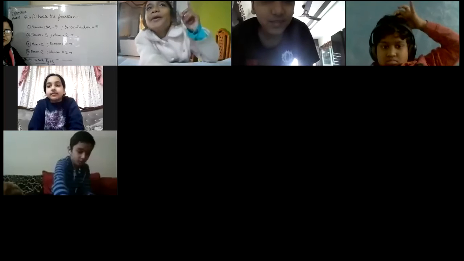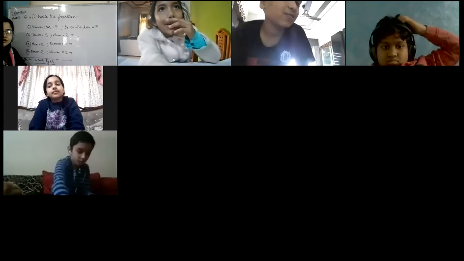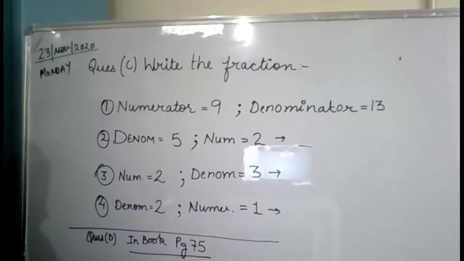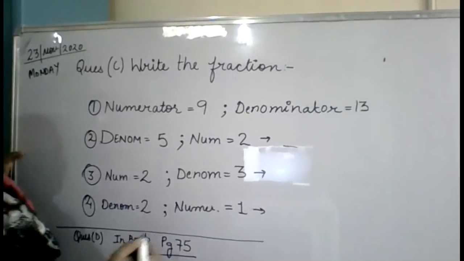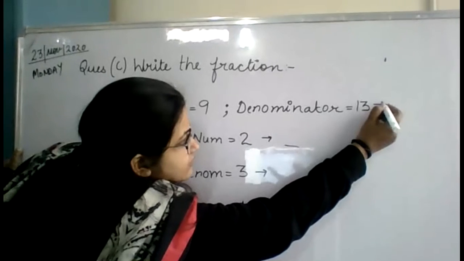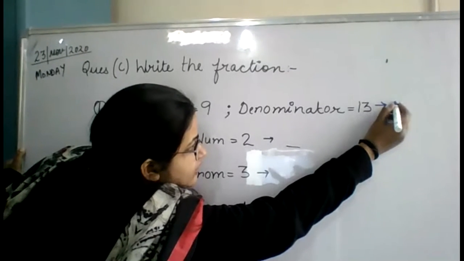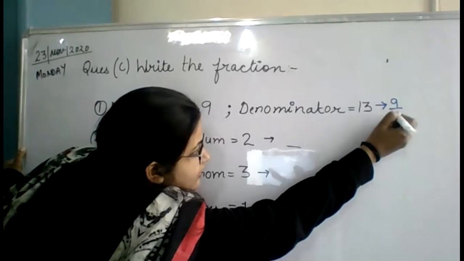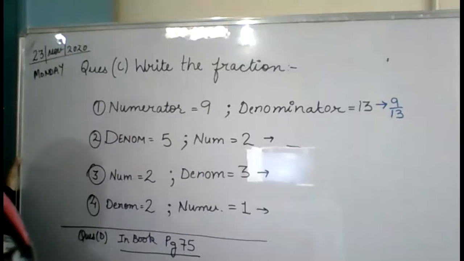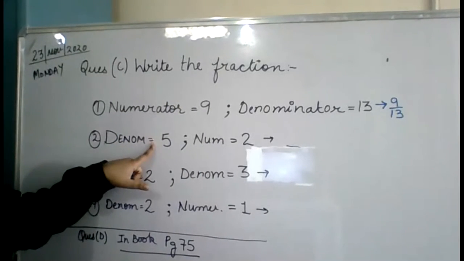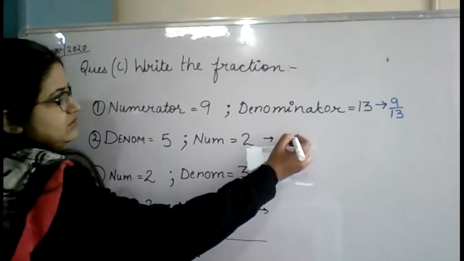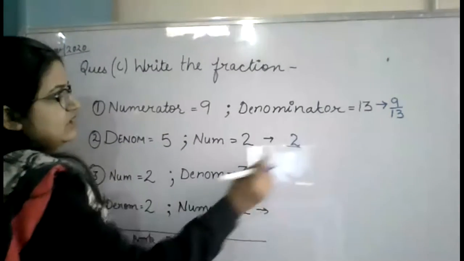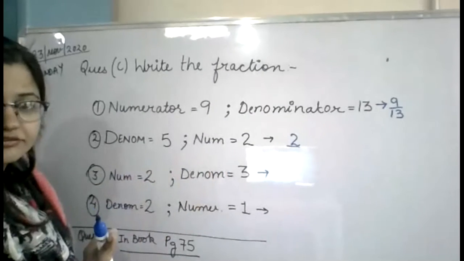Okay, everyone knows Anushka. Tell me the answer of the first one quickly. Numerator 9, denominator 13. 9 upon 13 is the answer. Denominator 5 and numerator 2. What will be the answer of the second? 2 upon 5. See, don't get confused here.